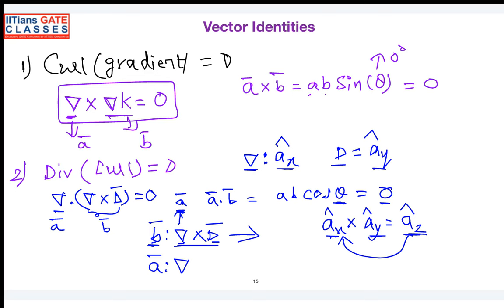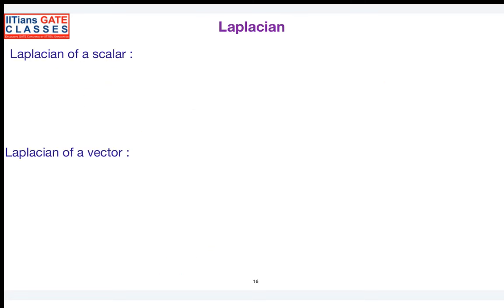Next one is the Laplacian operator. What is the Laplacian of any scalar? The Laplacian can be written on a scalar. If you take any scalar k, the Laplacian is defined as del square k. The Laplacian is nothing but, as we have seen in mathematics, a second order partial differential operator. The Laplacian of any scalar is the divergence of the gradient itself. So del dot del k is basically said to be the Laplacian.